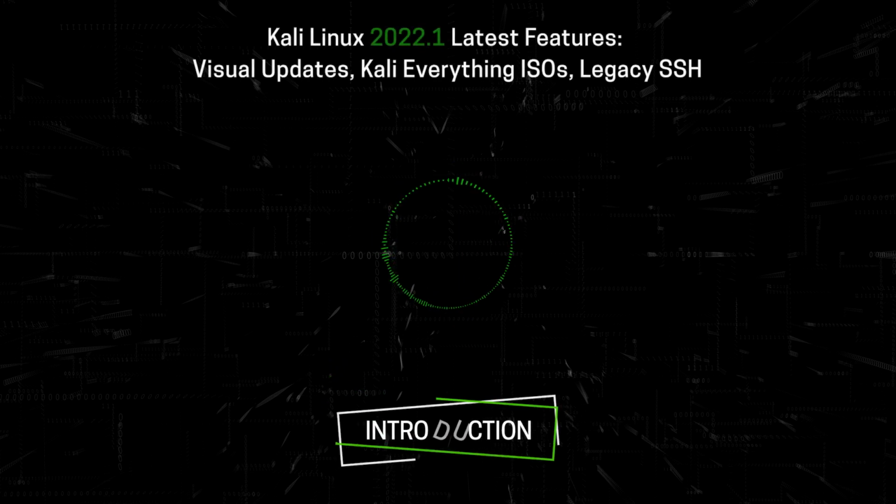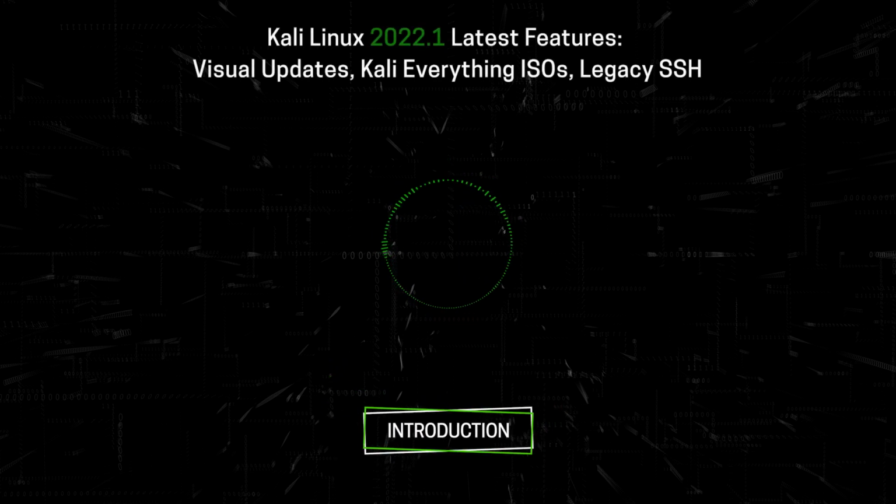Hello everyone. In this episode, we will review the latest Kali Linux 2022.1 release. New exciting features and buffs have been announced by the most advanced operating system based on Debian that is aimed for offensive security and hacking. Kali 2022.1 includes visual updates, Kali Everything ISOs, legacy SSH, new hacking tools aimed at bug bounty hunters and pentesters ranging from recon to post-exploitation and more.